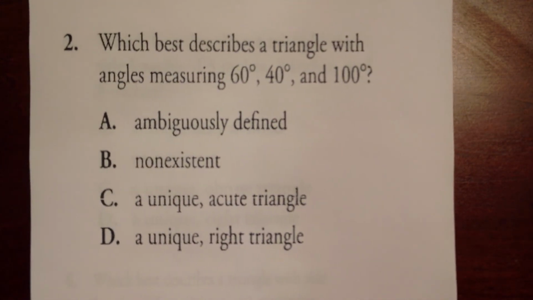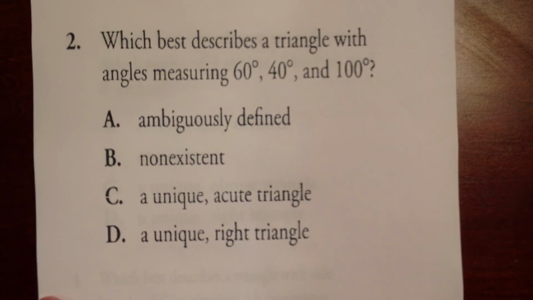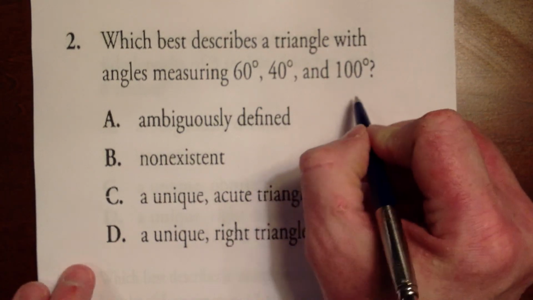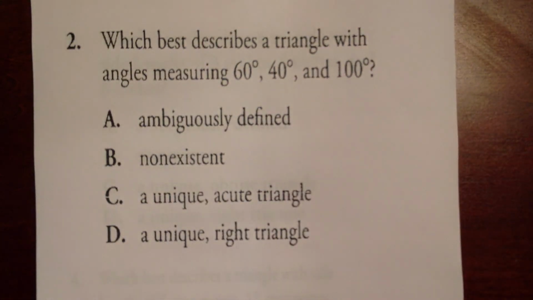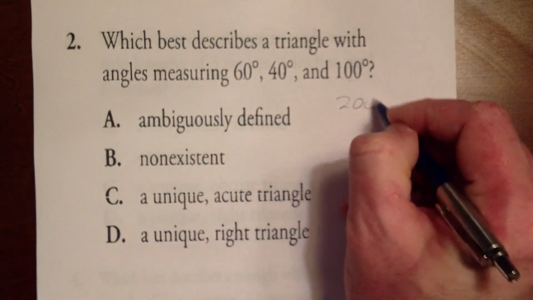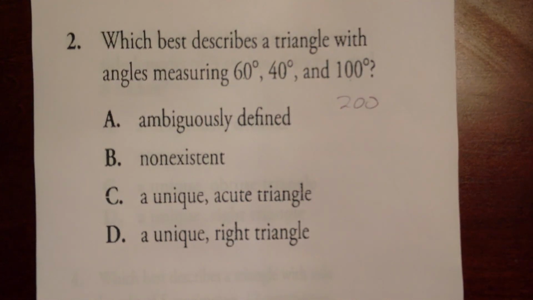Which best describes a triangle with angles measuring 60, 40, and 100? Well, the first thing we need to do is add up the angles. If we are given angles, they have to equal 180 for a triangle. If you add 60, 40, and 100, that equals 200. There's no triangle on Earth because all triangles, regardless of how big or small they are, have to have all their angles add up to be 180. So this one is non-existent.